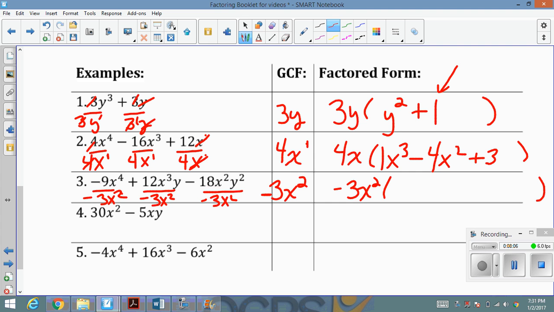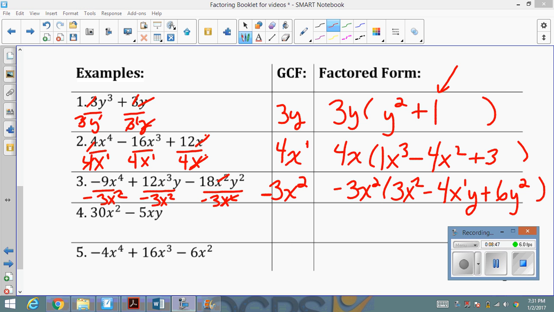So I'm going to have negative 9 divided by negative 3 is a positive 3. x to the fourth divided by x squared is x squared. 4 minus 2 is 2. 12 divided by negative 3 is negative 4. x cubed divided by x squared is x to the first. And then just y. And then negative 18 divided by negative 3 is a positive 6. x squared divided by x squared is 1. And then y squared. So that is my final answer there.